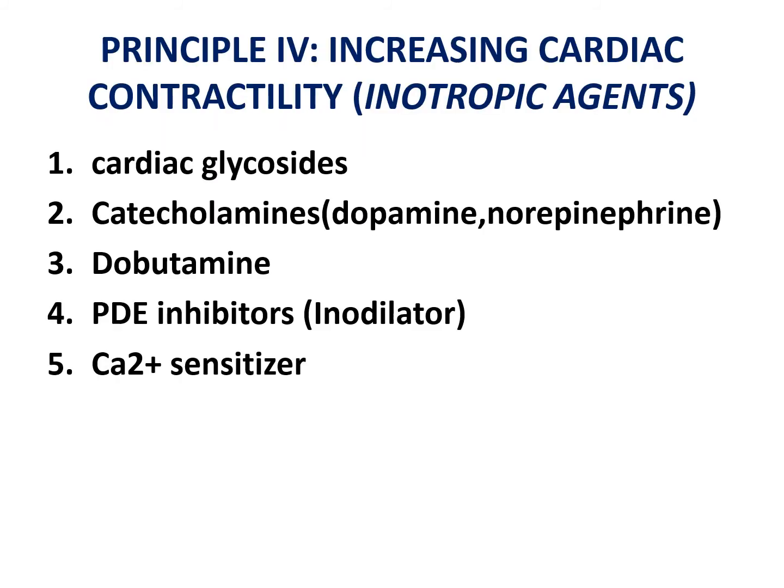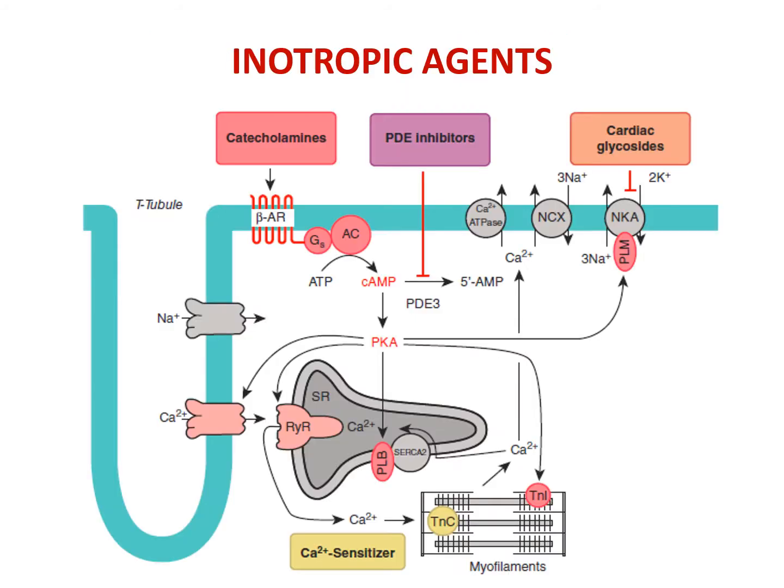The next principle of treatment is increasing the cardiac contractility, or inotropic agents. Here you have cardiac glycosides, catecholamines, dobutamine, phosphodiesterase inhibitors, and calcium sensitizers. This is the site where the inotropic agents act. This is the excitation-contraction coupling which is happening in the sarcomere of the cardiac myocytes.